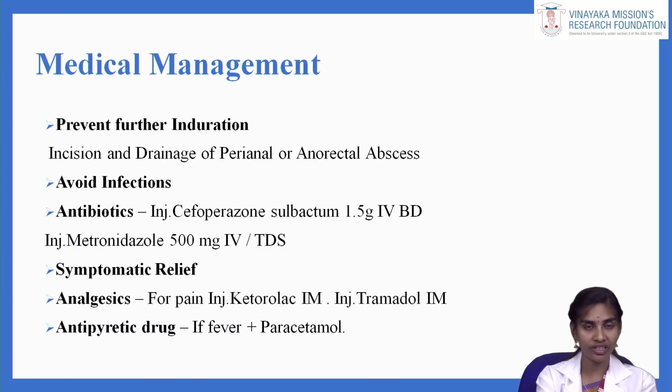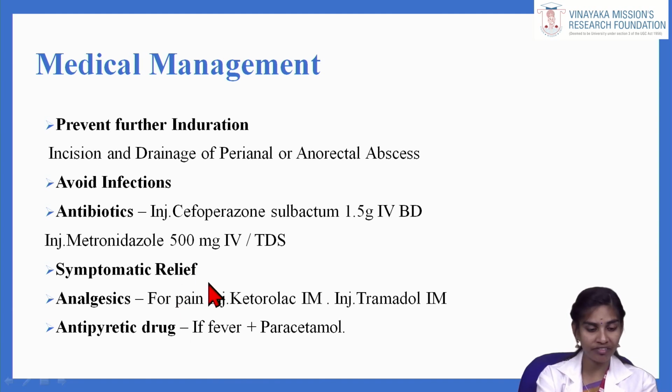The medical management is to prevent further induration, avoid infections, and do incision and drainage of the perianal abscess or anorectal abscess. Incision and drainage of the abscess is surgical management. We have to medically manage by giving antibiotics and painkillers. The antibiotics are cefoperazone sulbactam 1.5 gram IV BD and injection metronidazole 500 mg IV TDS. We can give piperacillin also.